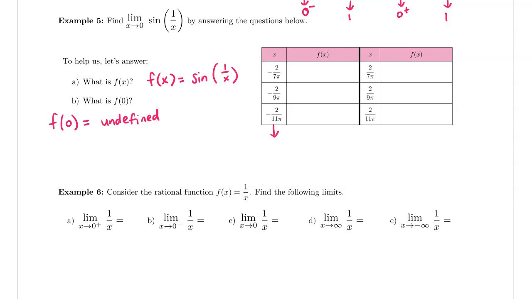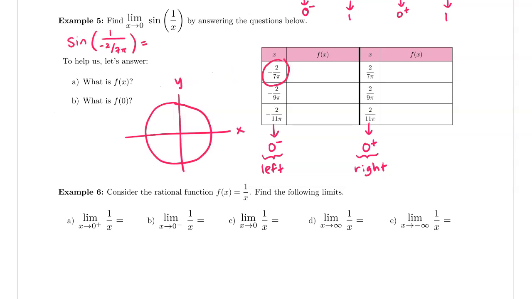Notice that these x values here are approaching 0 from the left-hand side, and these are approaching from the right-hand side. Okay, so let's think about the unit circle to answer these without using a graphing calculator.